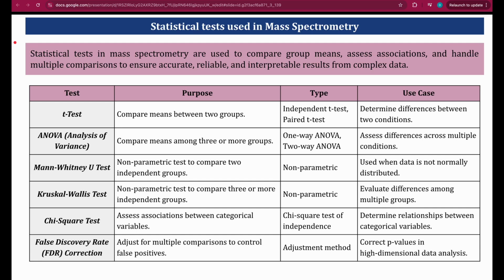The different tests which you can perform are t-test, ANOVA, Mann-Whitney, Kruskal-Wallis, chi-square, and false discovery rate correction. Now let's discuss them one by one. In case of t-test, you will compare the means between different groups. In this case, we generally go for two groups. We compare the mean among two groups, and if there is a considerable difference between the mean values of the two groups, then we will say that these two groups are different. But if their mean value is the same, then we cannot say that they are different from one another.